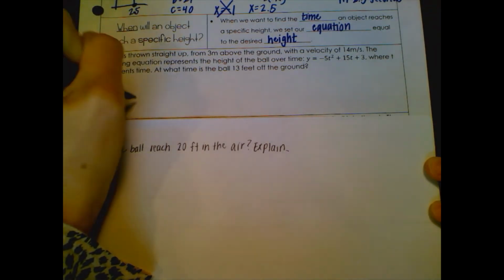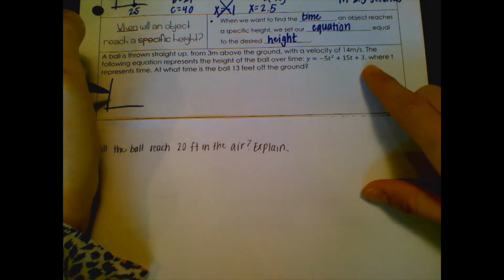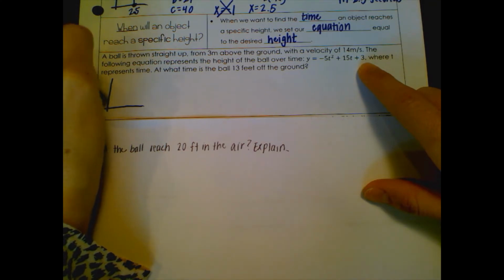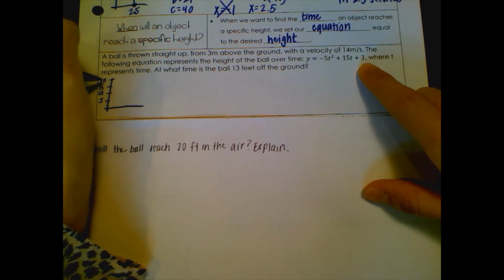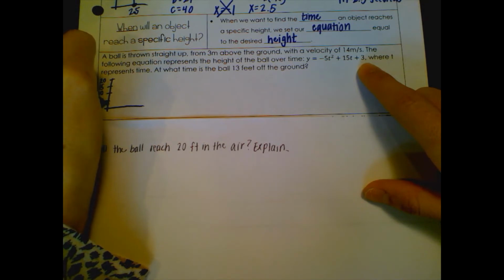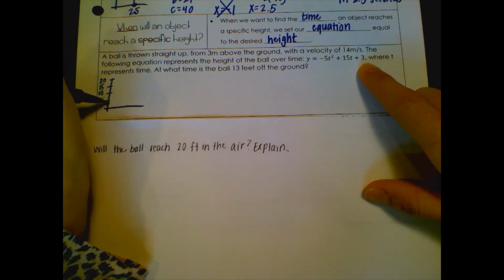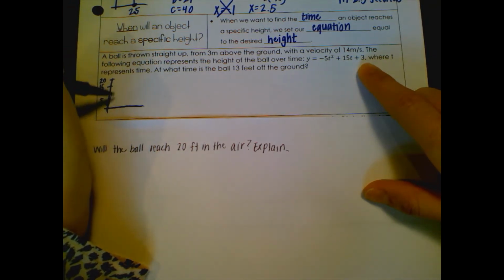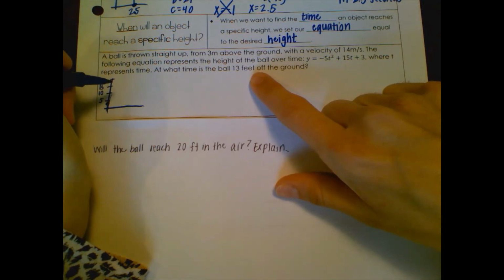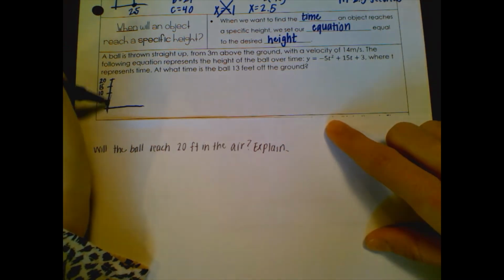So if I think about this on a graph, okay, there's my x and y axis. This 3 is telling me where it's starting on my y-intercept. So let's say this is 5, 10, 15, 20. 3 feet, about right here. Okay, and then it's going to travel, and we're going to see at what point is the ball 13 feet off the ground. So we got to figure out at what time it will be 13 feet off the ground.